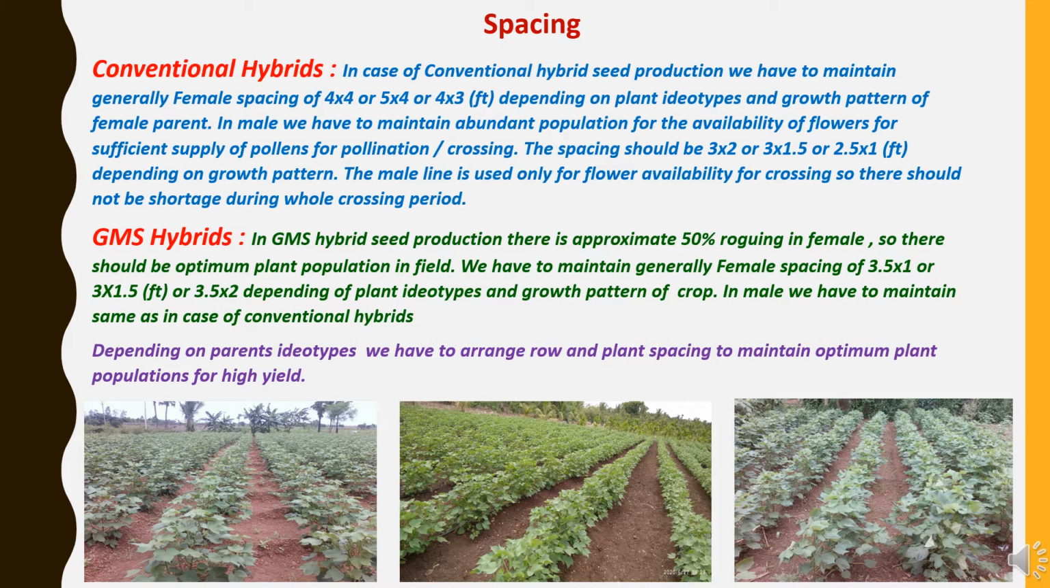In case of GMS hybrid seed production, there is approximately 50% rogueing in female, so there should be optimum plant population in the field. We have to maintain generally female spacing of 3.5 by 1 feet or 3 into 1.5 feet or 3.5 by 2 feet depending on plant idiotypes and growth pattern of the crop female parent. In male line, we have to maintain a spacing same as conventional hybrids. Depending on parent idiotypes, we have to arrange row spacing and plant spacing to maintain optimum plant population for high yield.